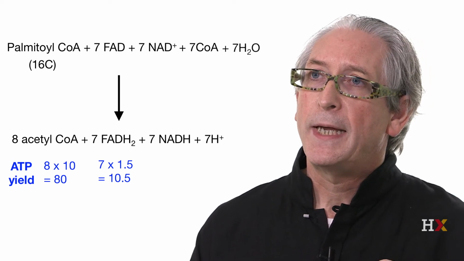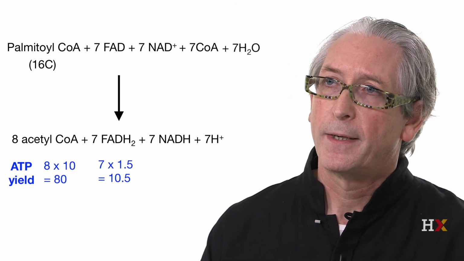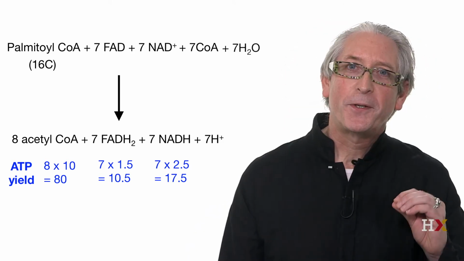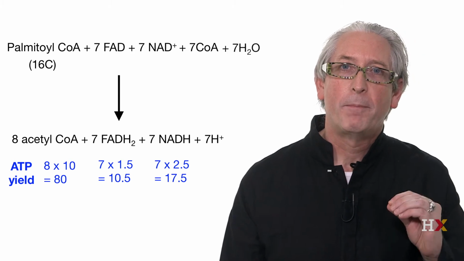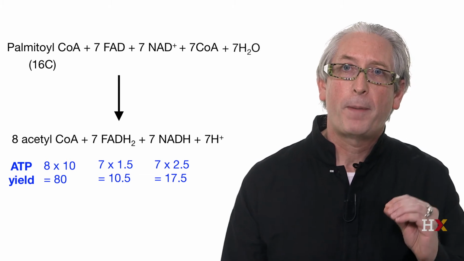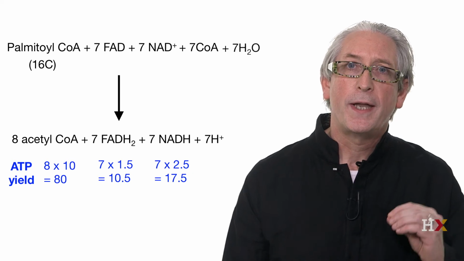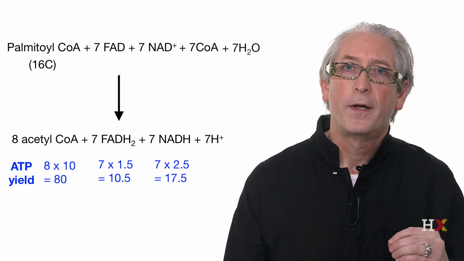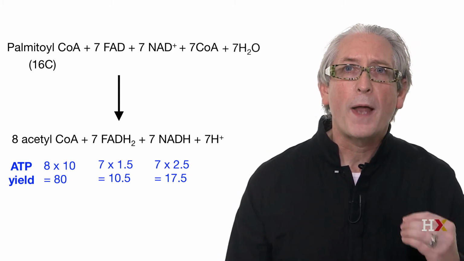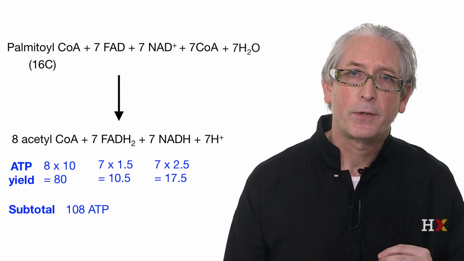Finally, each NADH molecule entering the electron transport chain will yield 2.5 molecules of ATP. So if the 7 NADH molecules produced by the oxidation of palmitoyl coenzyme A enter the electron transport chain, an additional 17.5 molecules of ATP will be produced. So overall, the degradation of one palmitoyl coenzyme A releases 108 molecules of ATP.